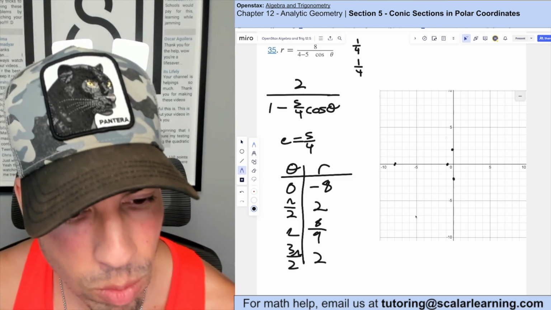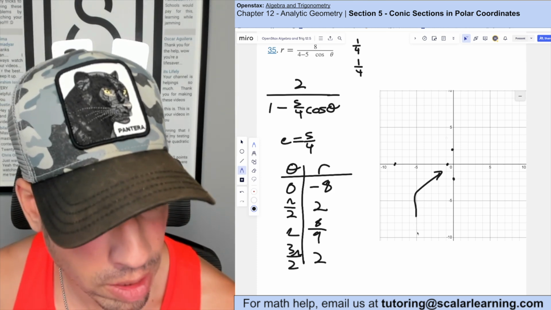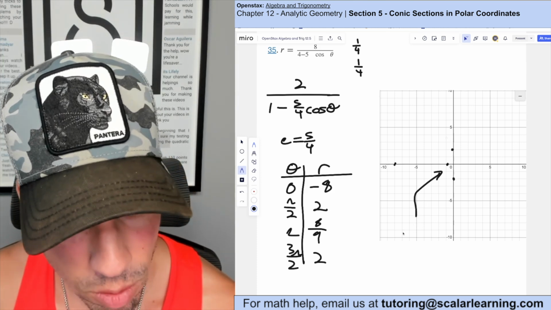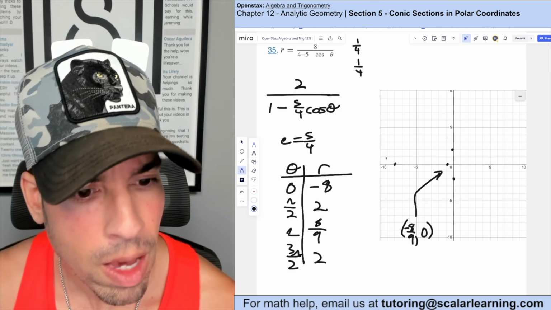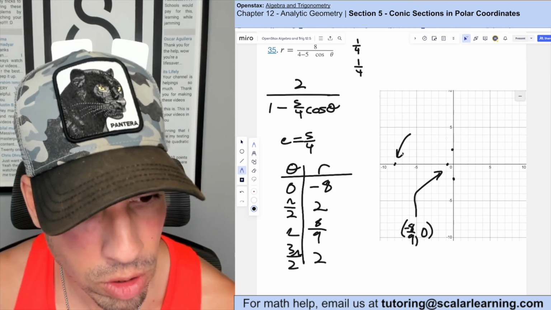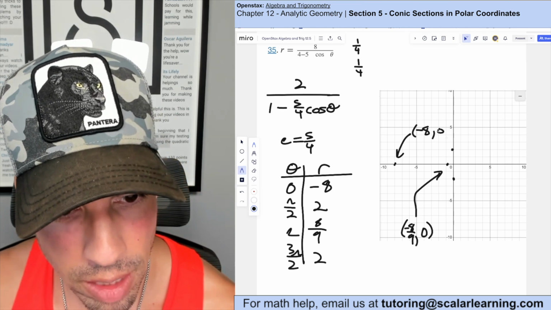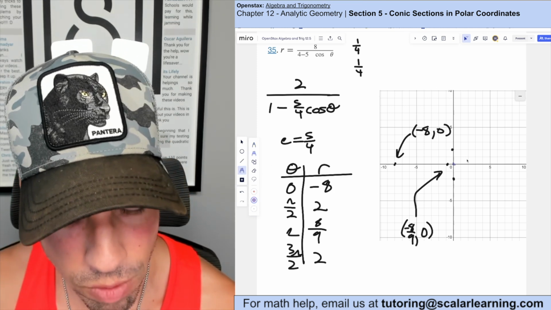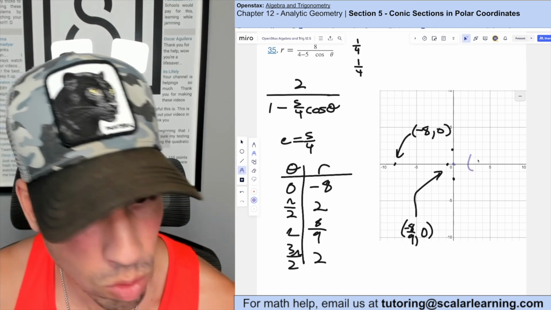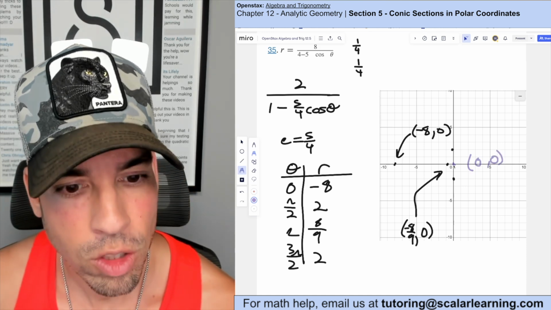Now we can see that we've got one vertex right here, and that on the rectangular coordinates is going to be -8/9 on the x, 0 on the y. And this looks like our other vertex, which is at -8, 0 in rectangular coordinates. Now again, as per usual, we have that nice focus that we know we can count on at the origin, 0, 0. And so where's our other one?